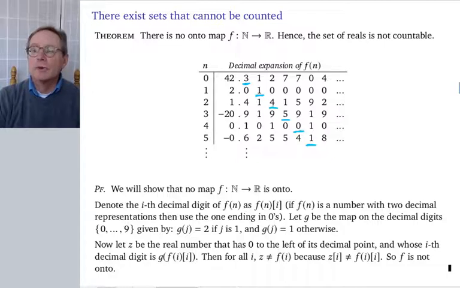Okay, so the proof will say something like, take this 3 and produce the number 1. Write down 0.1.